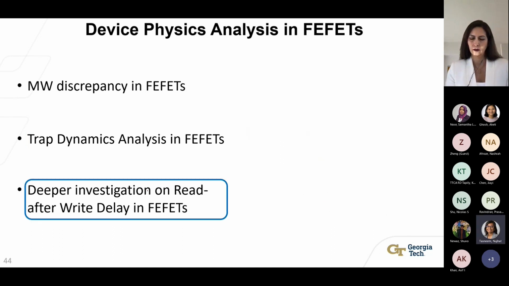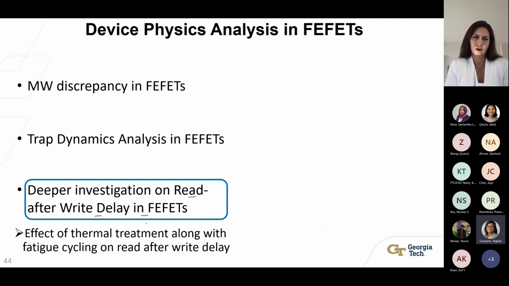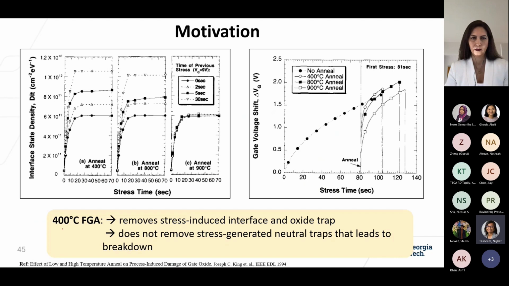So in our next experiment, we try to do a deeper investigation on the origin of read after write delay in FFETs. For this, we try to observe the effect of thermal treatment along with fatigue cycling on read after write delay. The motivation for this work came from an older article, which showed that 400 degrees Celsius forming gas anneal can passivate the interface traps that are created in the initial stress, which is shown by this figure over here. And the second figure shows that the original stress also creates additional bulk neutral traps, which actually leads to the oxide breakdown. And these traps cannot be passivated by 400 degrees Celsius anneal.